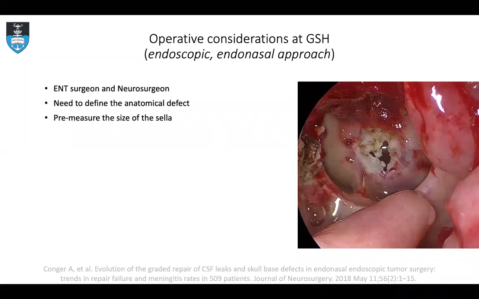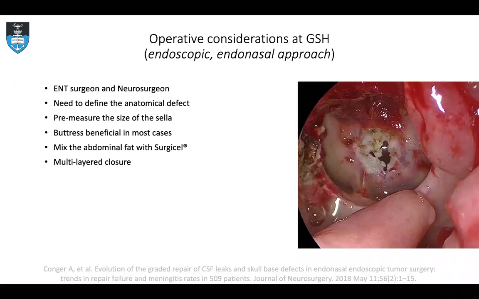So at Groote Hospital, our intraoperative considerations for our endoscopic endonasal approaches are really that we need good cooperation between our ENT surgeons and neurosurgeons. We need to clearly define what our anatomical defect is. You want to pre-measure the size of the defect. You may consider using a buttress. If we're going to use abdominal fat, we'll mix it in with Surgicel to make it a little bit easier to work with, so that it sort of sticks down a bit.